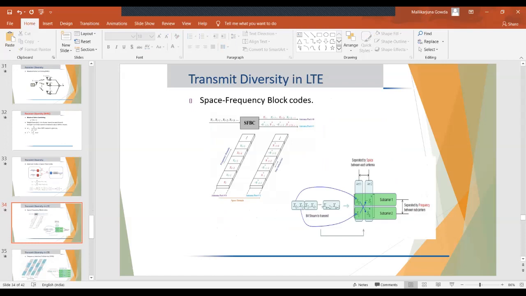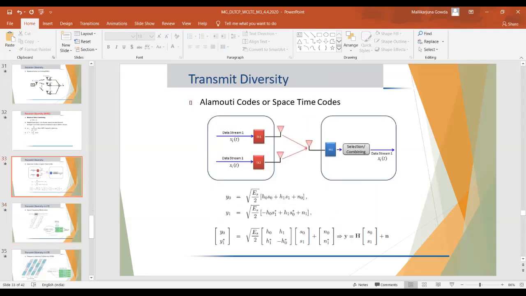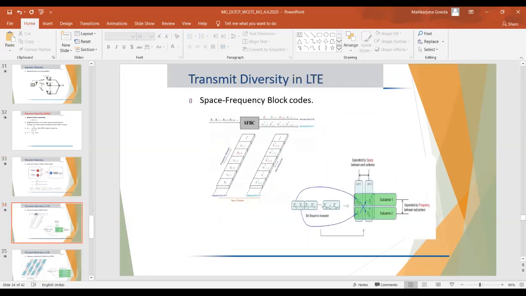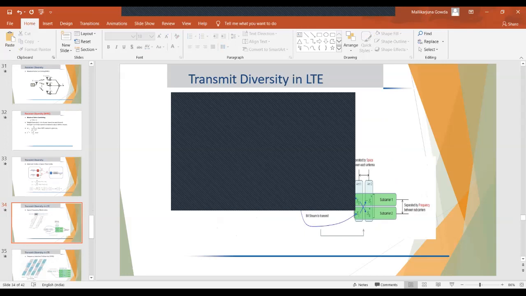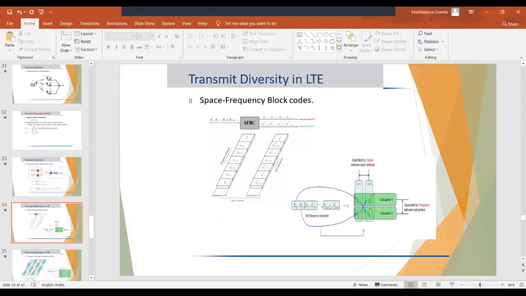So transmit diversity in LTE. Okay, so the previous case is the space-time block code, right? So here, see the incoming data sequence, like X0, X1, and so on, is passed to SFBC, this space frequency block code. So the output of that will be having two sequences, which are written here. That is one through antenna port 0 and one through antenna port 1. These are two different sequences in the space domain, with different antenna ports, antenna port 0 and antenna port 1.